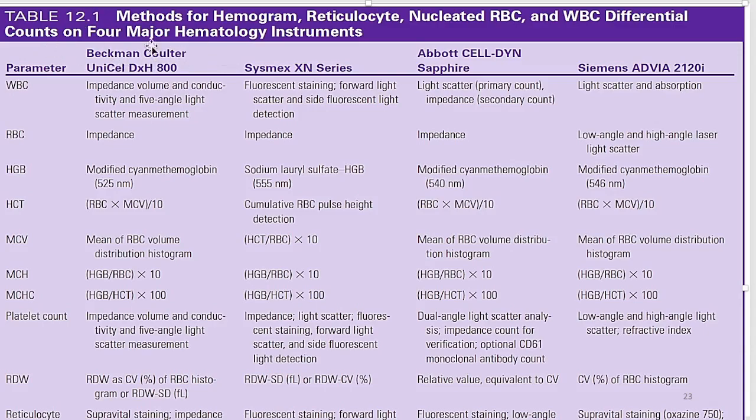Pag Beckman and Coulter, ang ginagamit sa WBC is your impedance volume. Pag RBC, yung impedance pa rin. Yung hematocrit, yung formula na to. Yung platelet, still your impedance. So, yung reticulocyte count, talking about your supravital staining. Pero sa Sysmex, ang ginagamit nila, yung diniscuss natin, yung fluorescent staining, etc. Again, these are just the different principle that is being used by the different manufacturer of your automated hematological analyzers.